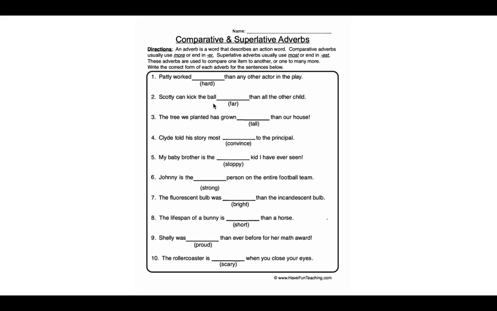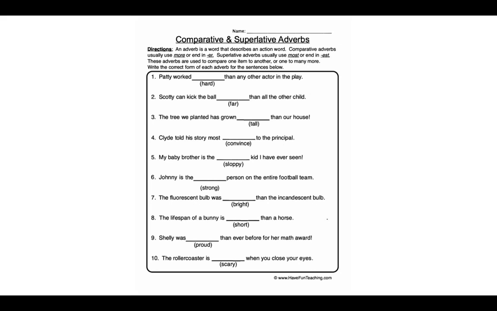Scotty can kick the ball farther than all the other children. The tree we planted has grown taller than our house. Clyde told his story most convincingly to the principal. Ooh, that one's tricky. Yeah, convincingly, I think. Because convincingest is not a word. Convincinger is not a word. So you got to add ly.